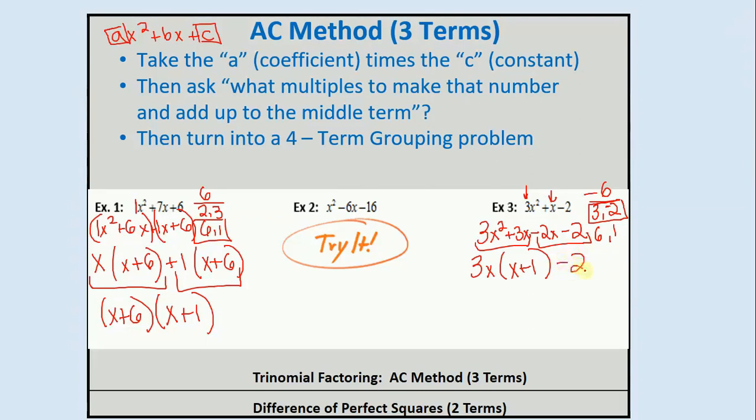Negative 2 it looks like. So divide this by negative 2, be left with x. Divide negative 2 by negative 2, that is a 1. Looks like they share an x plus 1. So if I break it into its separate pieces, I will get 3x minus 2 times x plus 1.